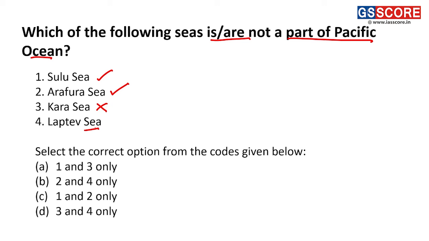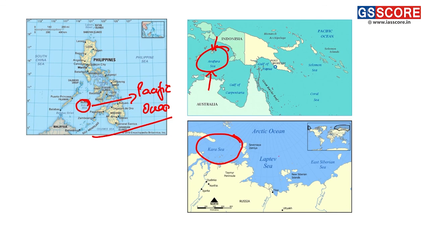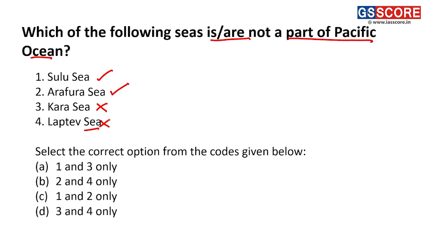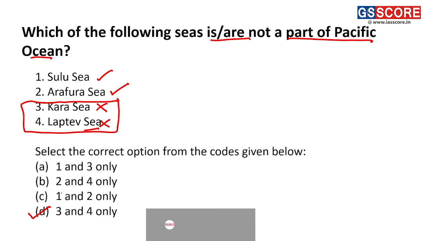Next is the Laptev Sea. The Laptev Sea is also present in the Arctic Ocean region. Thus, it is also not forming a part of the Pacific Ocean region. Thus, the correct answer for this question will be 3 and 4, which is present in option D.